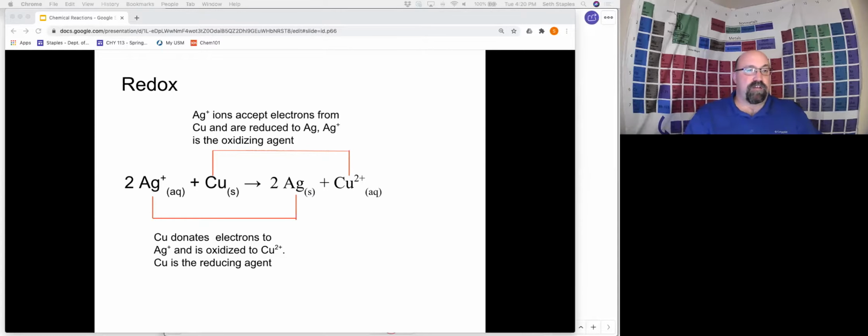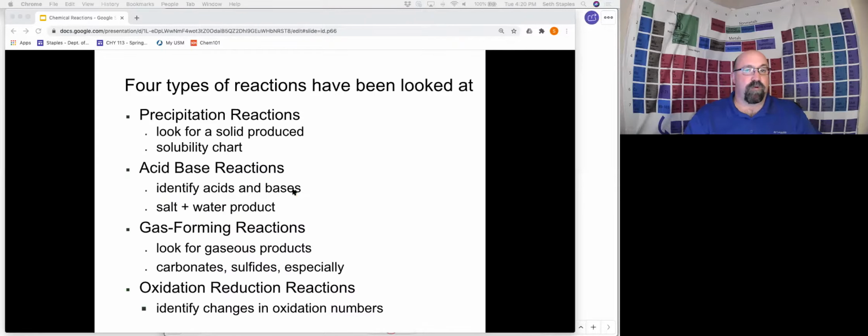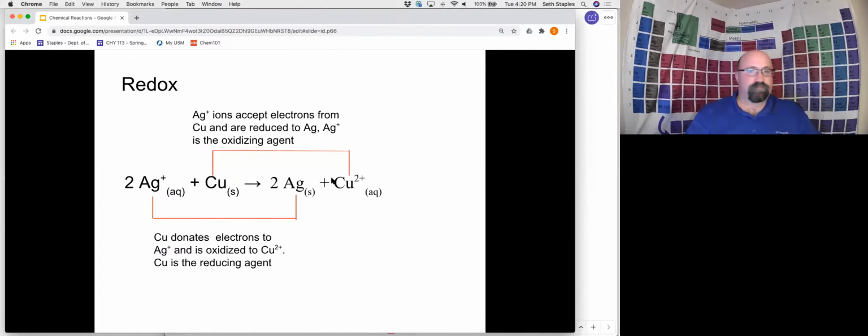And we can see that here. Silver's going from its +1 oxidation number to 0. And so silver is gaining electrons, so silver is being reduced.